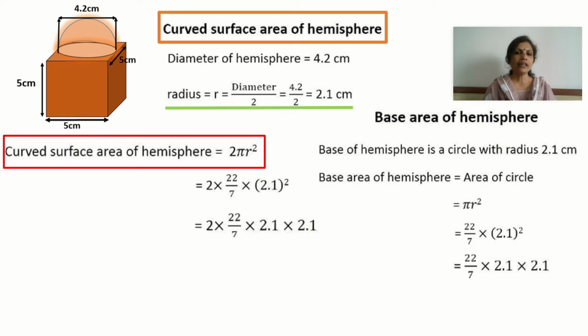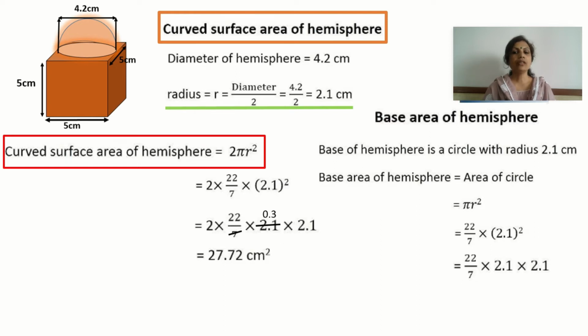So you can write that as 2 into 22 by 7 into 2.1 into 2.1. You can cancel this 7 and 2.1, so 0.3 here. And now if you multiply the remaining terms, the answer is 27.72 centimeters square. This is the curved surface area of the hemisphere.